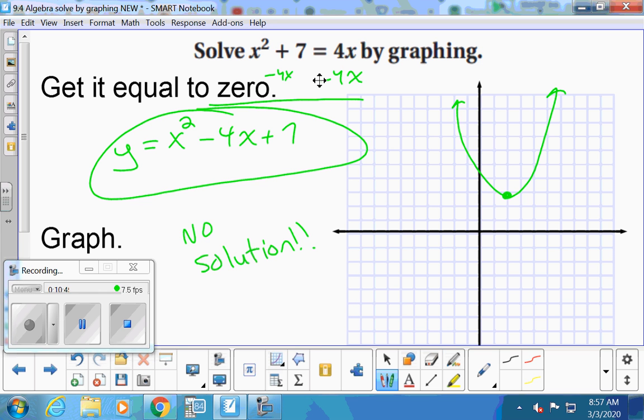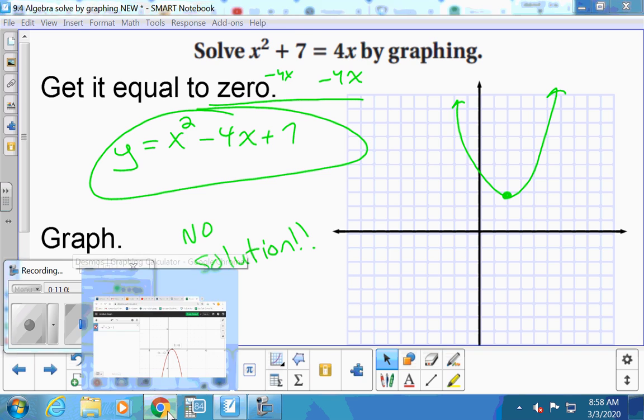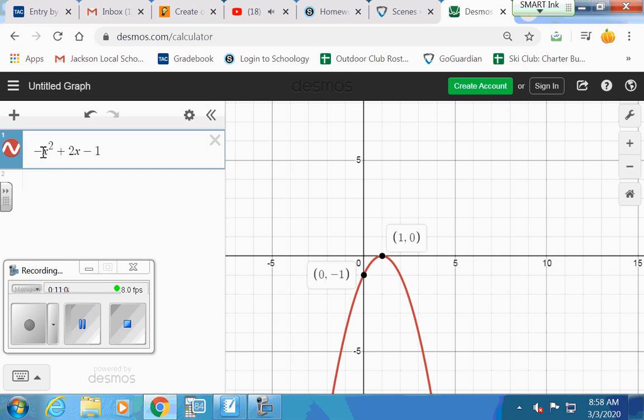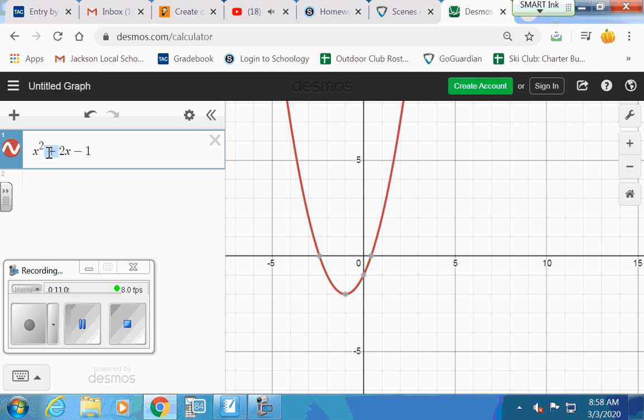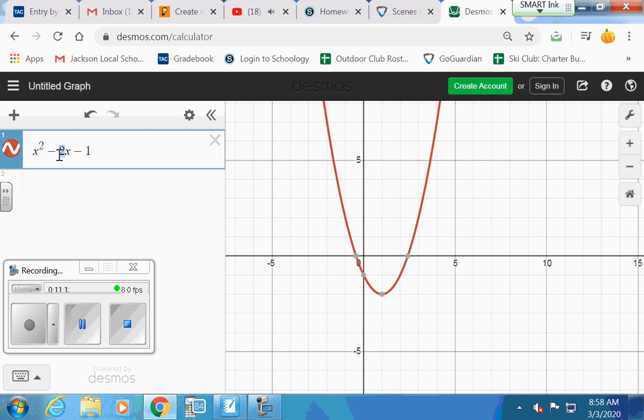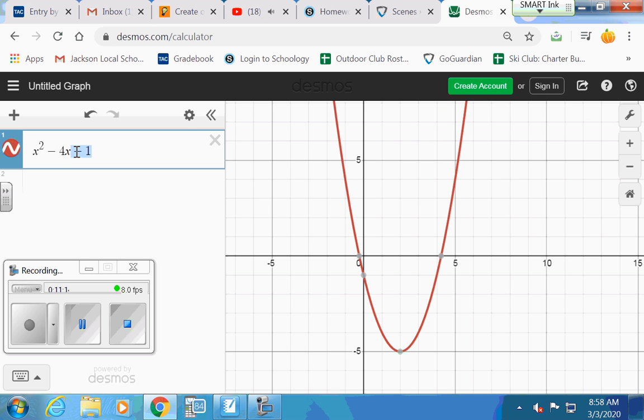I don't know if having the equal 0 there affects it at all, does it? It doesn't graph quite right when the equal 0 is there. That's what Melanie's saying. Let me try it real quick. Let me try to type it in with the equal 0 and not equal 0. X squared minus 4x plus 7. Was it a plus 7 or minus 7?